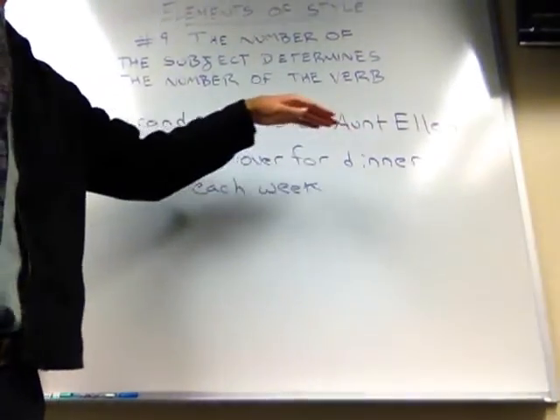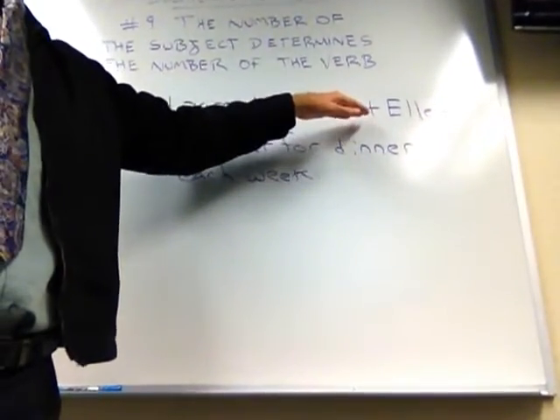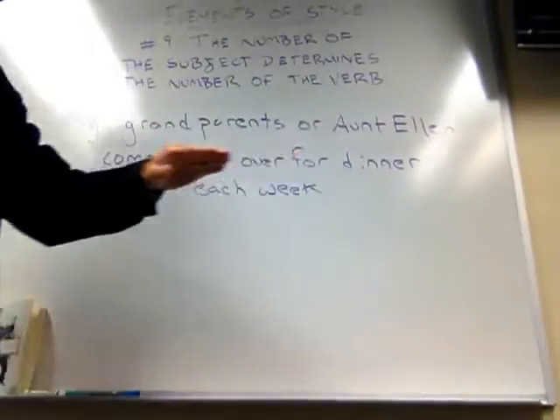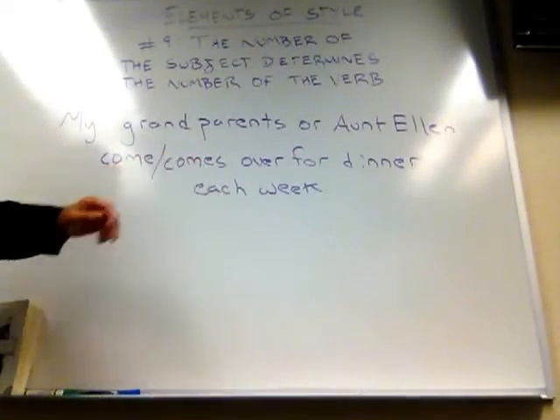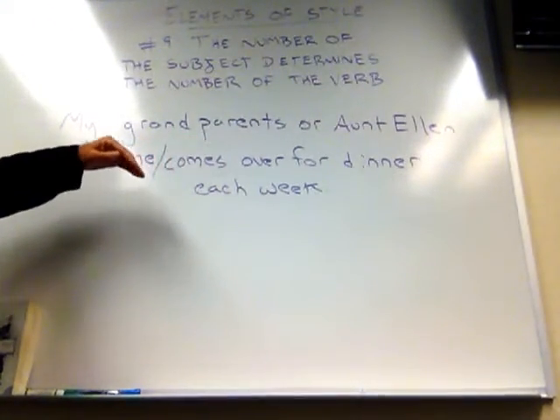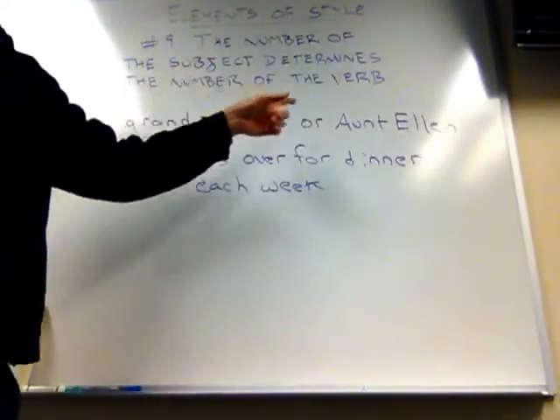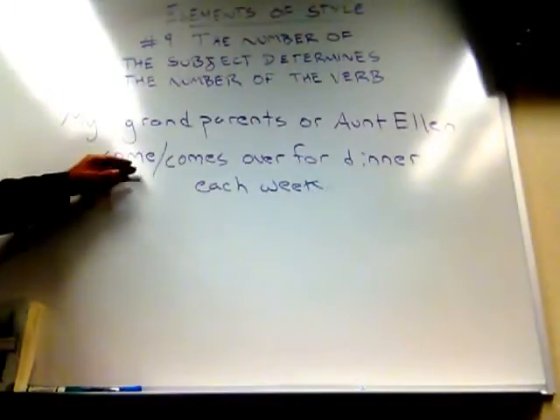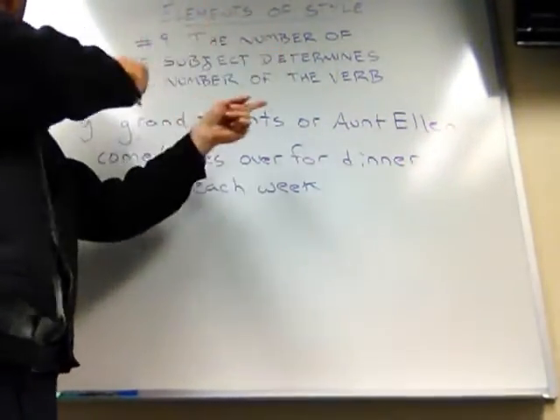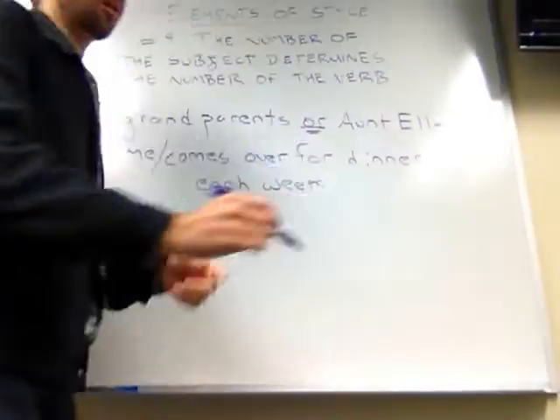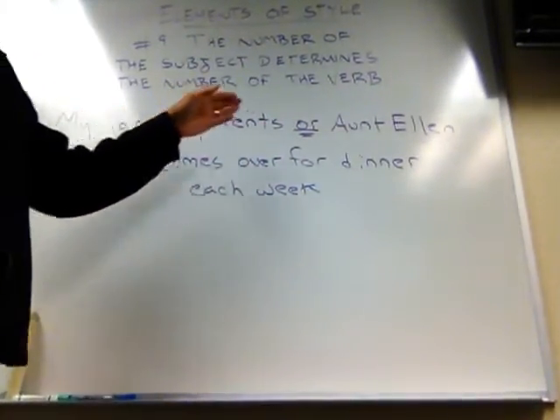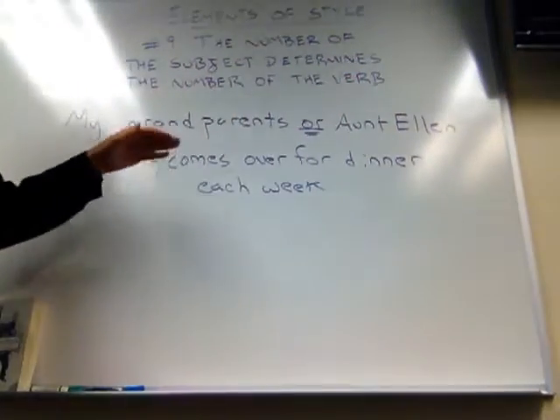Okay, so this is where you have to look at the last subject. Aunt Ellen, is that singular or plural? Singular. Okay, so the verb should be singular here. Okay, should be comes over for dinner each week. Okay, with an S, right? Because singular verbs have S's. But if I switch the order, Aunt Ellen or my grandparents, then it changes to the plural verb, right? Without the S. Okay, so it can just be determined by the order. Now that's only when you're dealing with or, nor. If it's and, the order doesn't matter. It's always both of them, right? But if it's or, nor, it does matter which one is the last one listed. Then you use that verb.